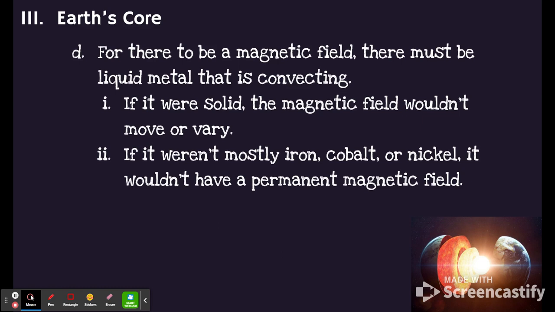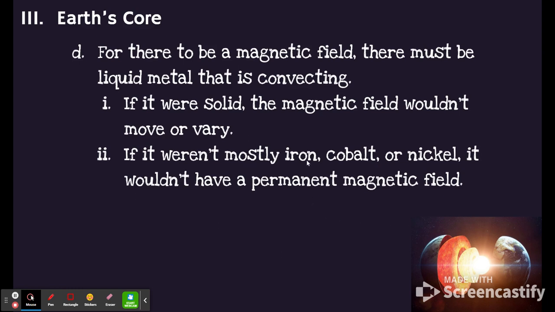And if it weren't mostly iron, cobalt, and nickel, it wouldn't have a permanent magnetic field, because these are the only three of the transition metals that have permanent magnetic fields. The others can shift. There are a few rare earth magnetic materials, but again, rare earth, not lots of earth.